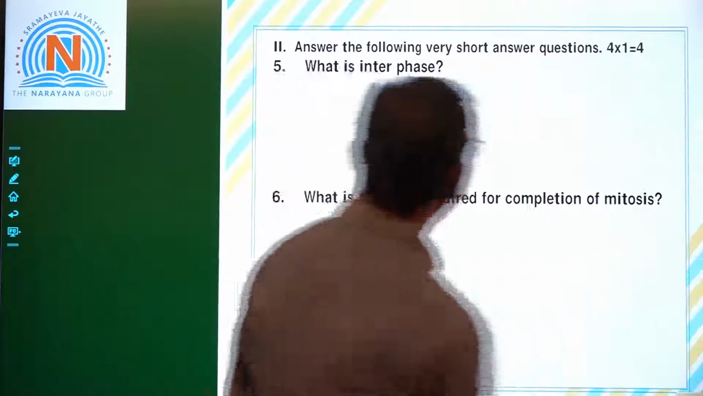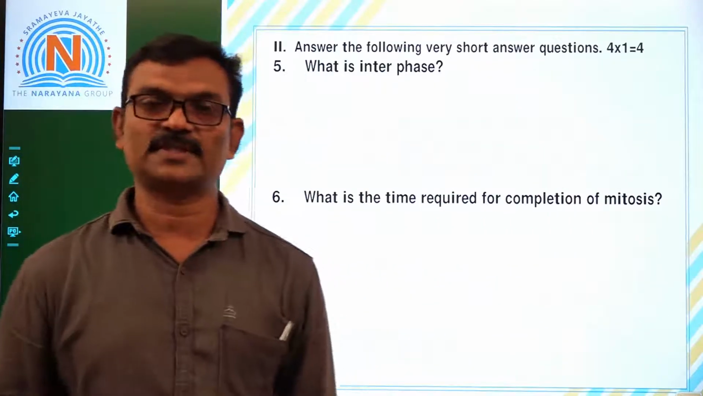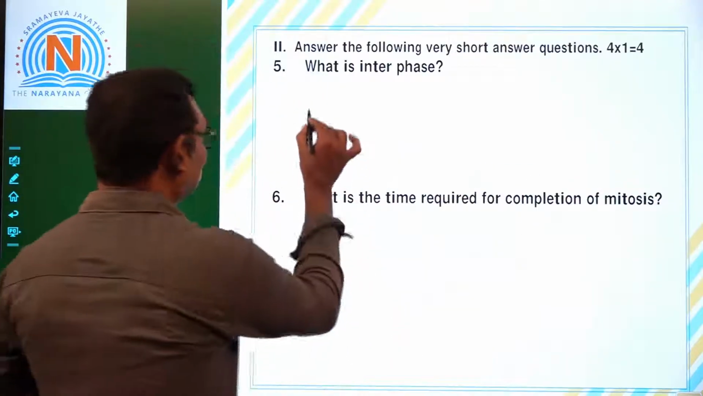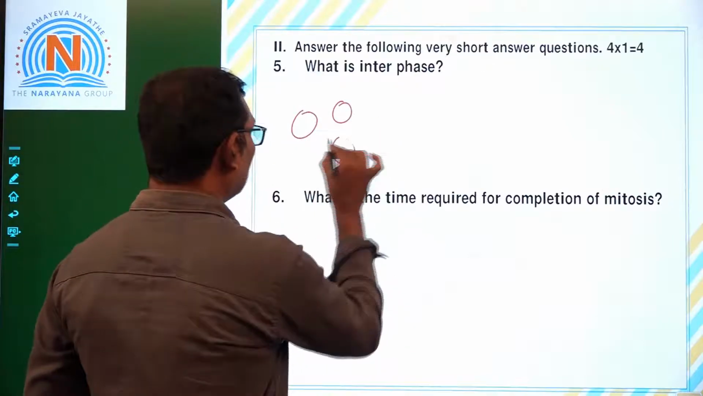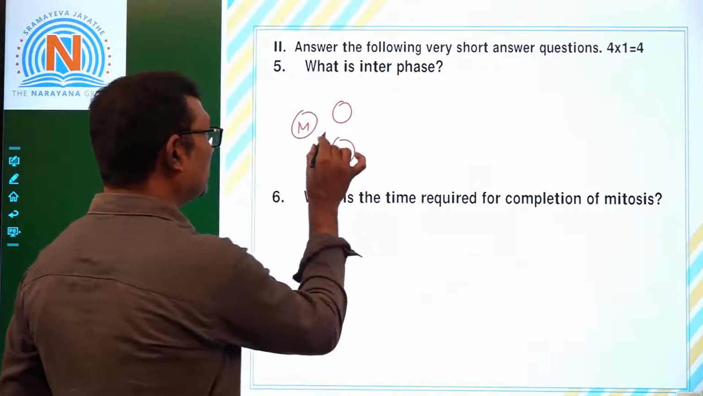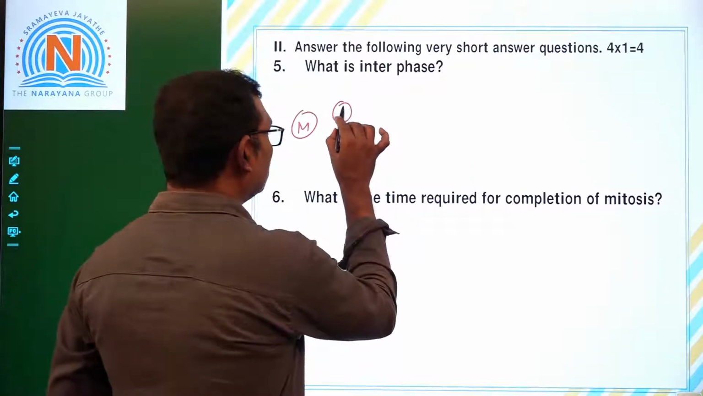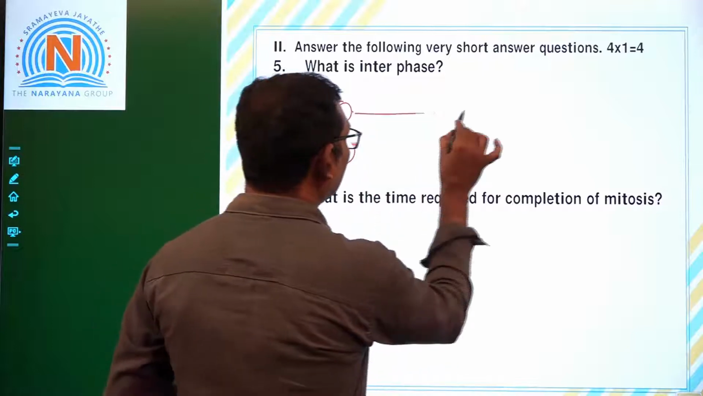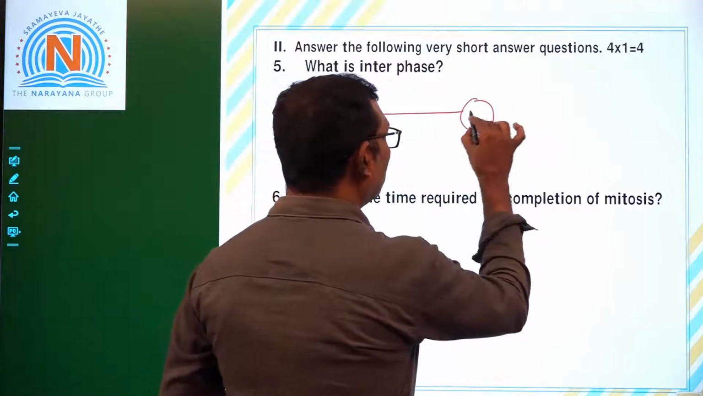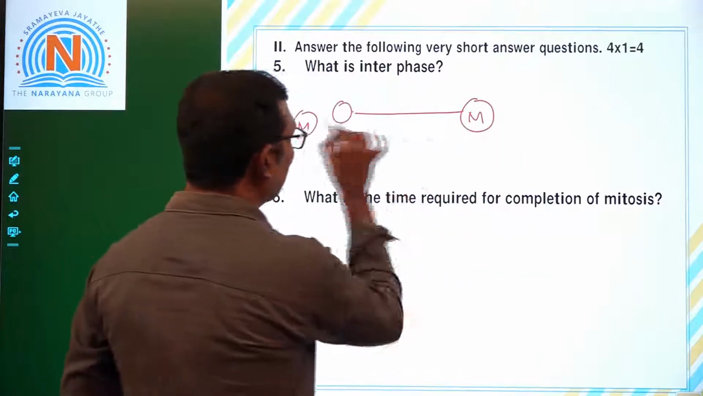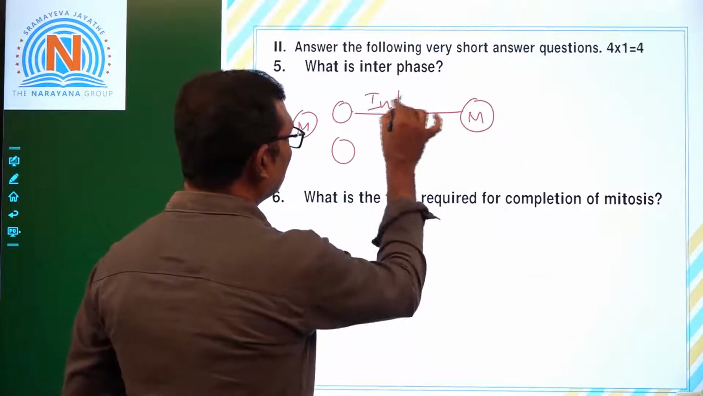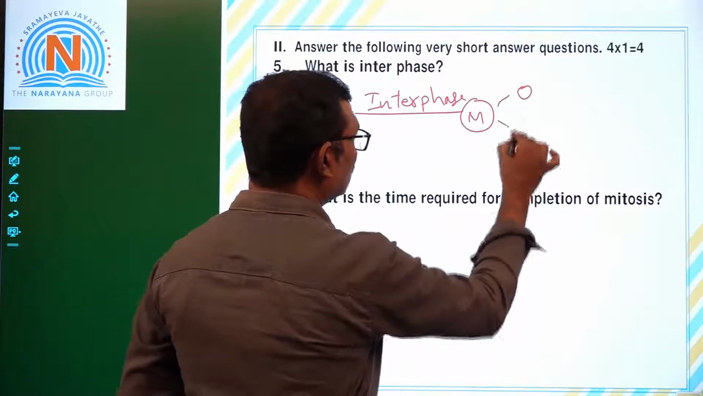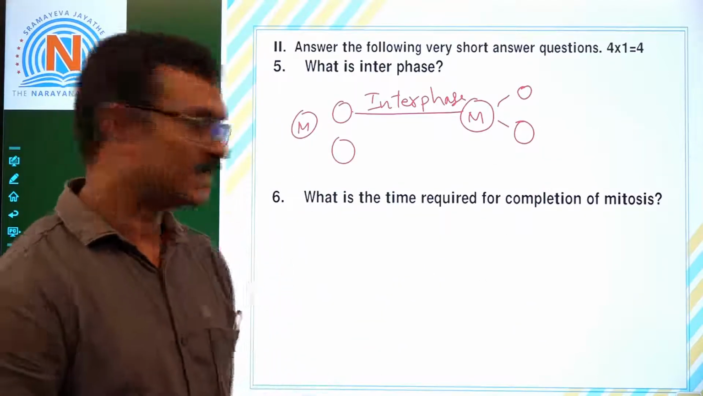Right. Now, fifth question. What is interphase? The period between 2 cell divisions is called interphase. Just suppose one cell division is completed, that means mitotic division occurred. Then these 2 are daughter cells. These daughter cells grow in size and again participate in a mitotic division. This gap is called interphase. The gap between 2 cell divisions is called interphase.